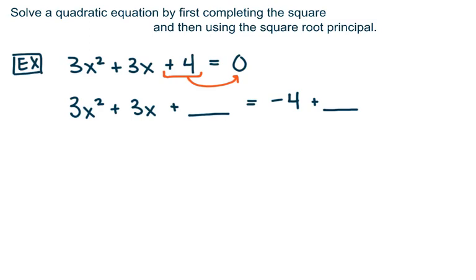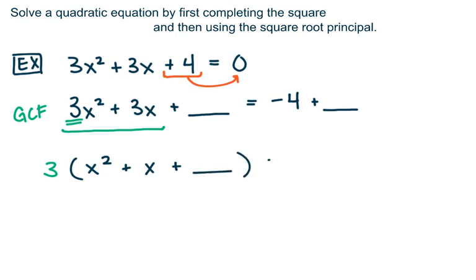But before we can do that, one thing we want to make sure that we notice or look for is this leading term, this squared term: does it have a coefficient of positive 1? In this case, the answer is no, so we're going to factor out a GCF. And the GCF on the left side is 3. So I factor out a 3. That leaves me with x squared plus x plus some magic number. And on the right side, I still have my negative 4 plus the same magic number.